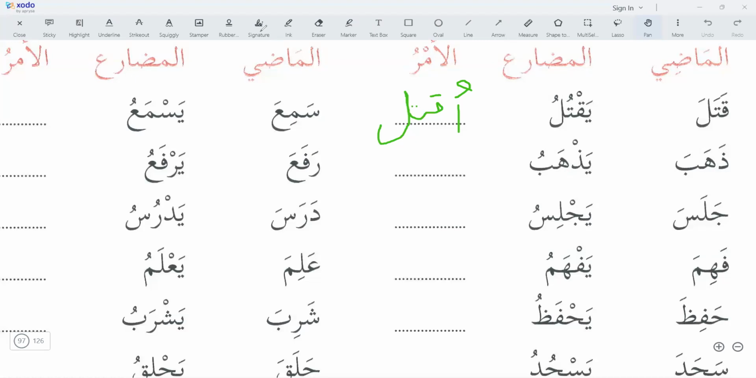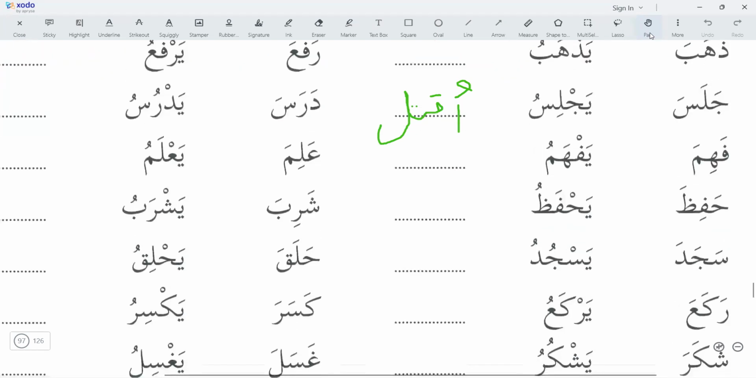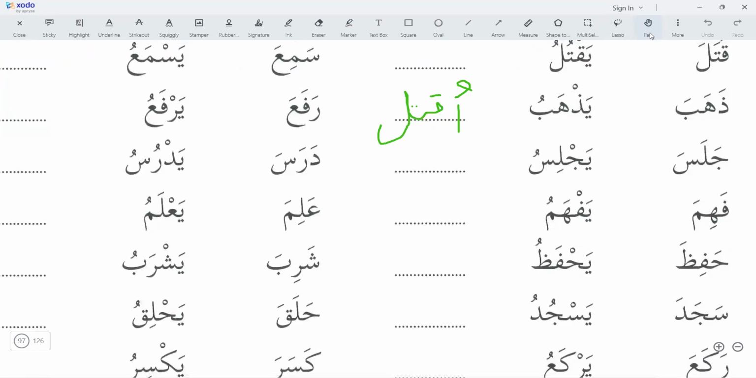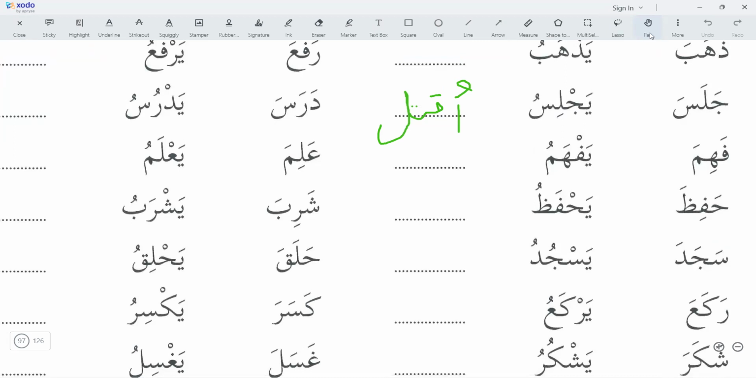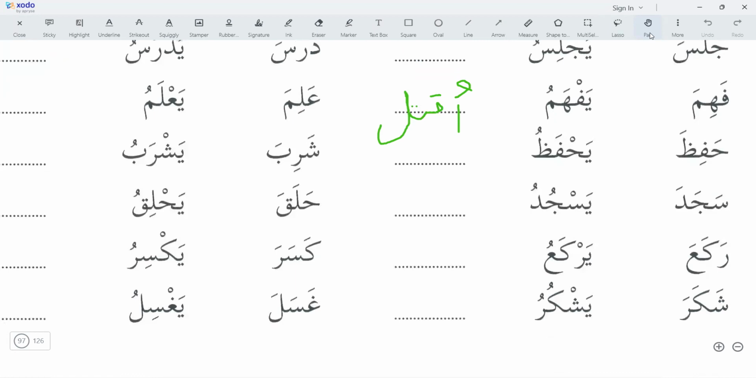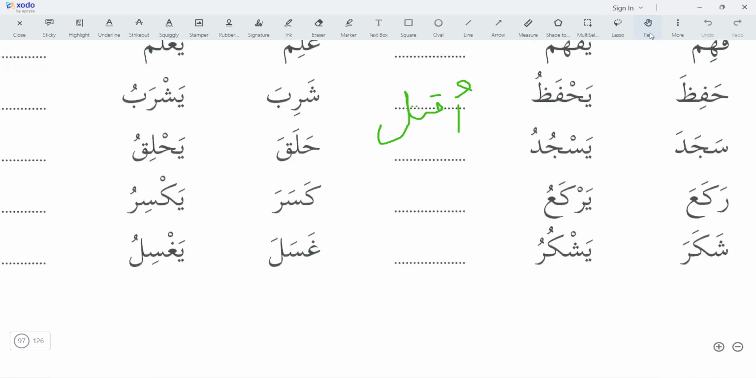Jalasa, Yajlisu, Ijlis. Fahima, Yafhamu, Ifham. Next, Hafiza, Yahfazu, Ihfaz. Sajada, Yasjudu, Usjud. Raka'a, Yarka'u, Irka'.